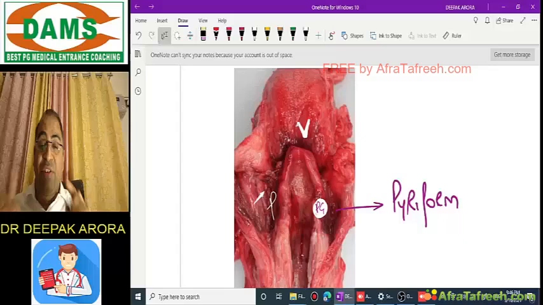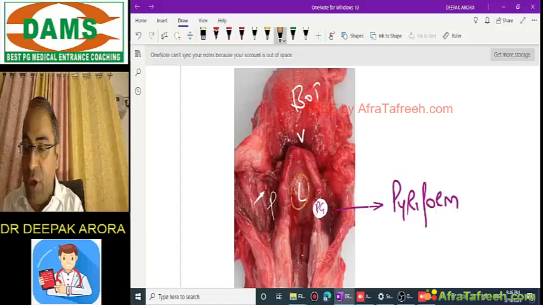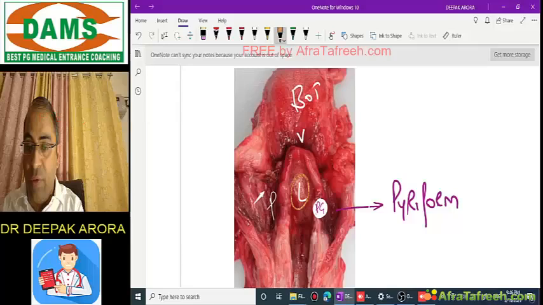Just remember one point, beta. Lateral to the larynx is the paraglottic space, and lateral to the paraglottic space is the piriform fossa. Piriform fossa is visible, paraglottic space is not visible. Therefore, we go for MRI or CT examination.